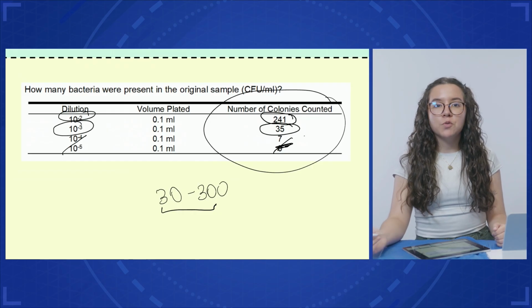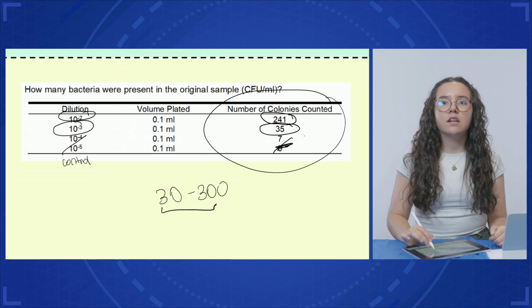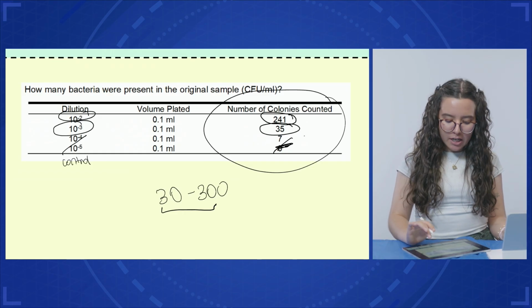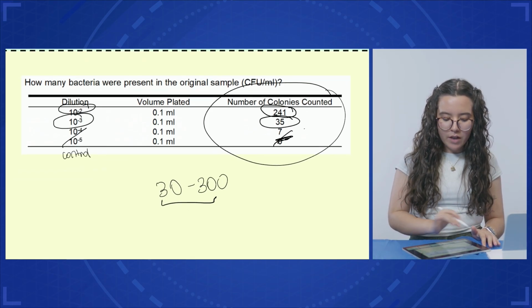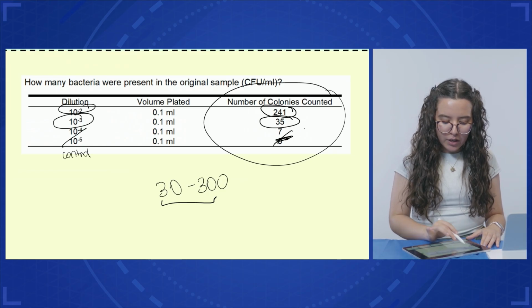So you also always want to make sure that, for example, here, if there had been like a control, to make sure that it doesn't really have any number of colonies, to ensure that the sample hasn't been contaminated. But I digress. So going back to the original question of how many bacteria were present in the original sample, yet again, I want to go ahead and take a look at these two.